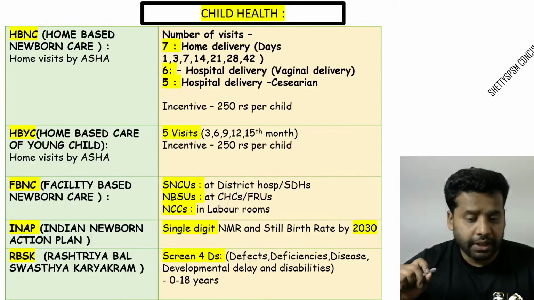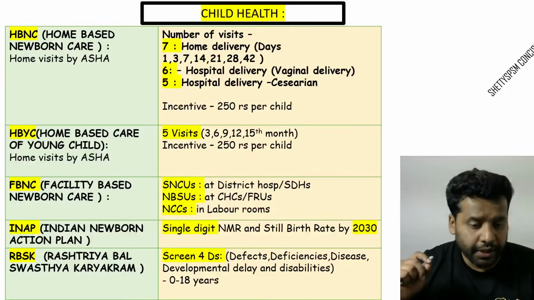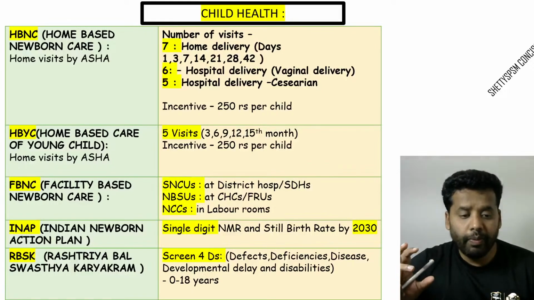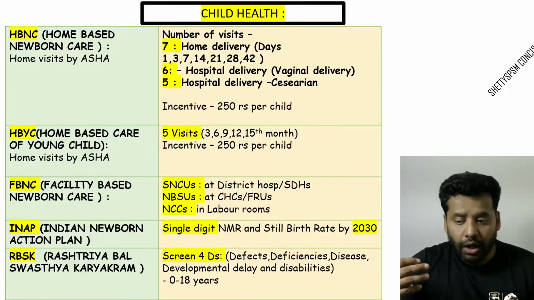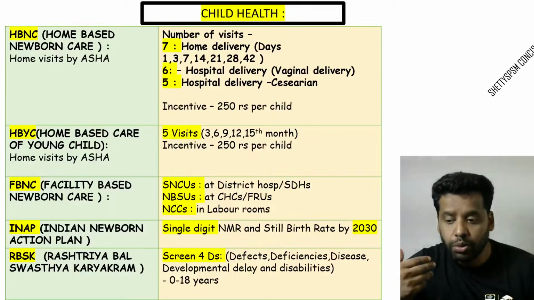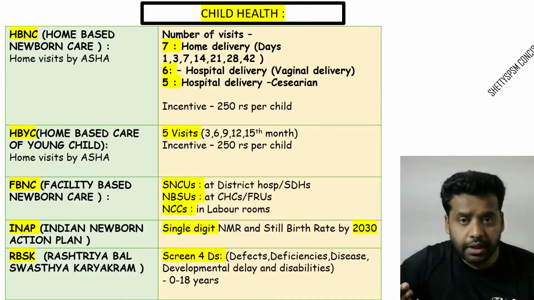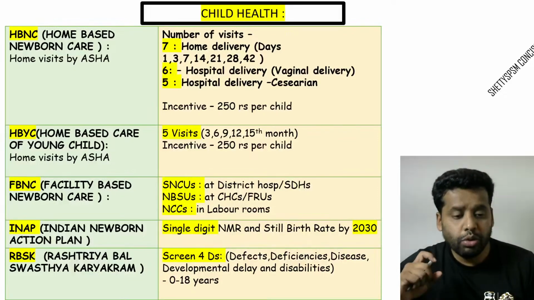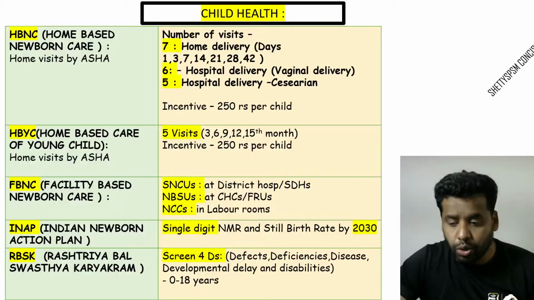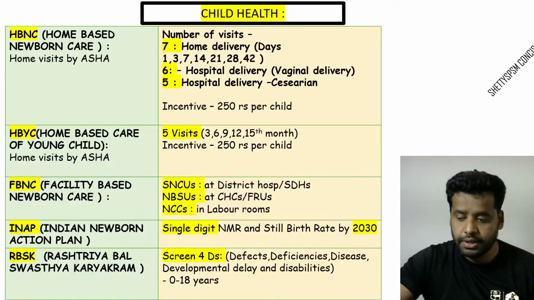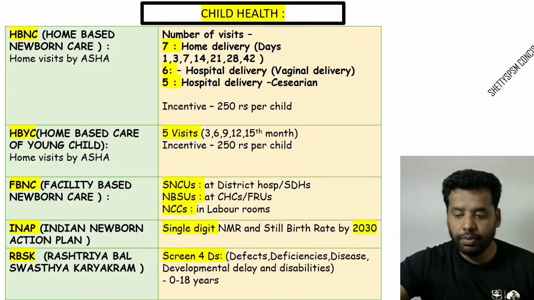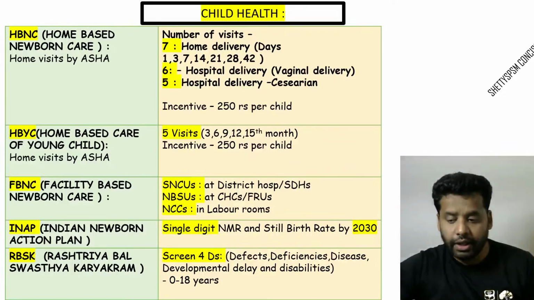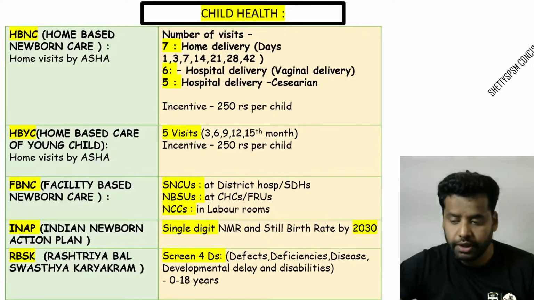Child health related schemes. HBNC, home based newborn care. In home based newborn care, the Asha worker is trained in how to visit and what things to take care of, especially for neonatal care. So these are home visits by the Asha worker. How many visits in case of home delivery? 7 visits. Day 1 is the day of delivery.